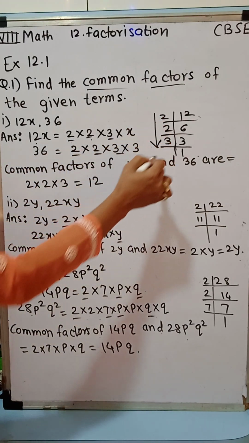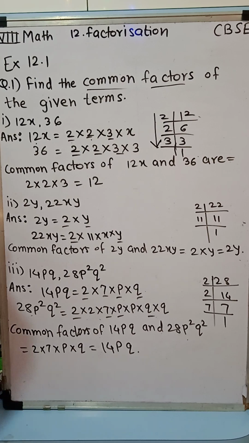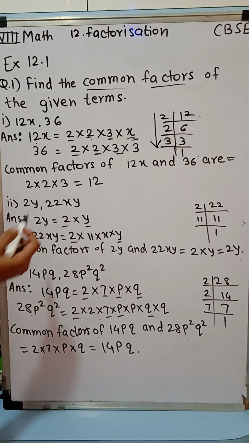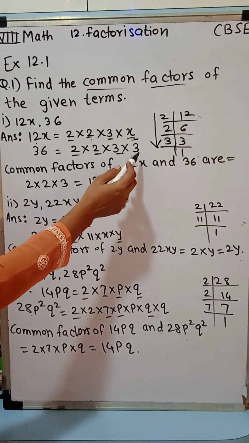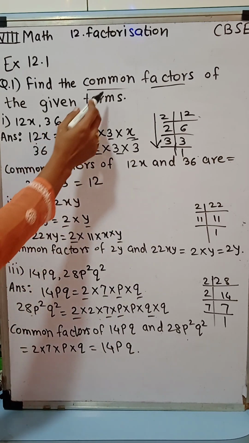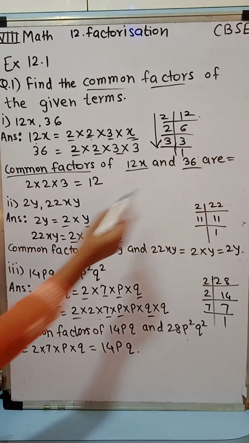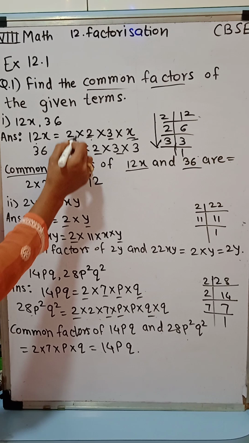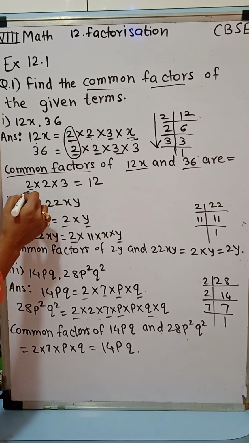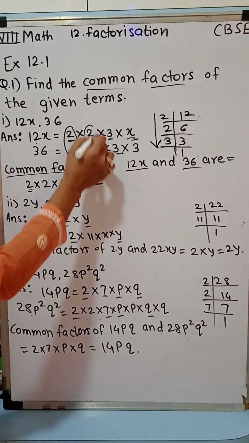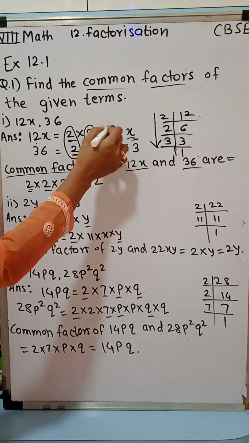We will always write the factors upside down, and whatever the variables with powers, they will appear that many times. Now 36 can be written as 2 into 2 into 3 into 3. Now we need to find out the common factors. So the common factors of 12x and 36 are: here the 2 is common among them, so we will write 2 here. Again here one more 2 is common, and 3 is common.